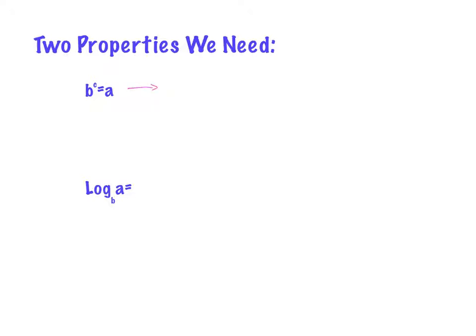So recall last time what we did, this would be log base b of a equals c. If you guys remember, I did that b to the power of c equals a. So you need to be able to go back and forth between the log form and the exponential form.